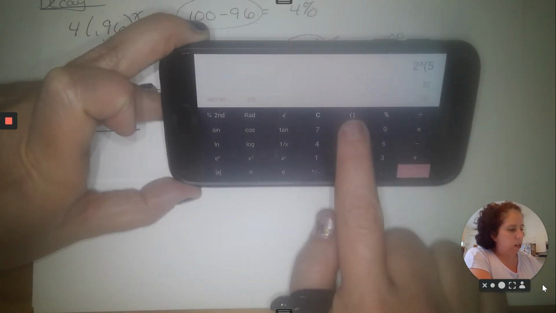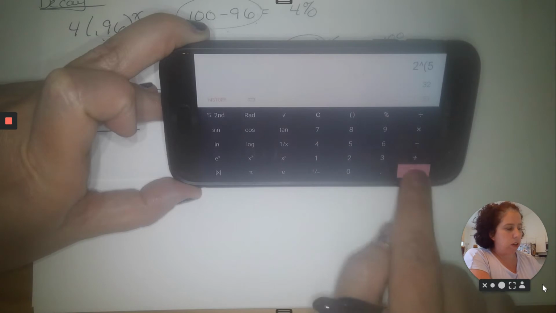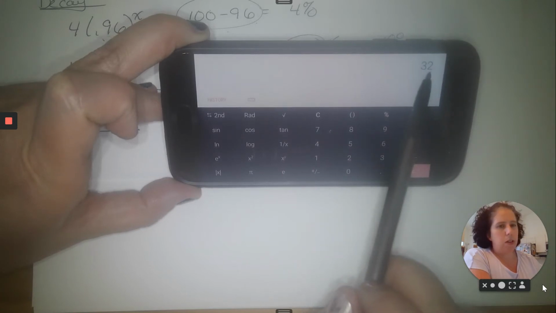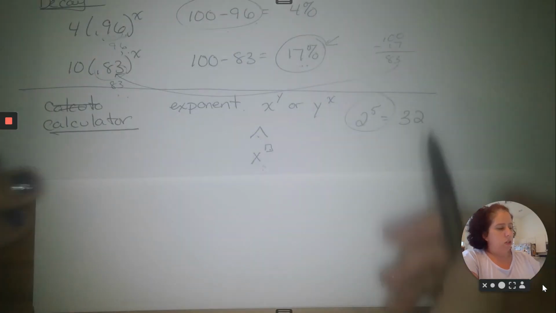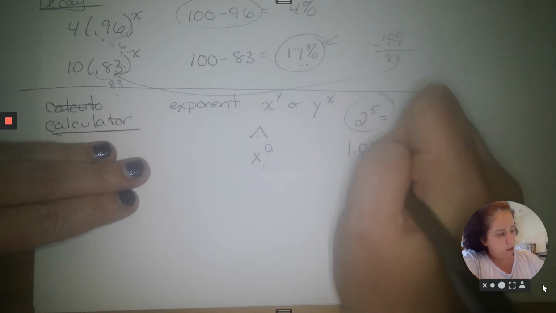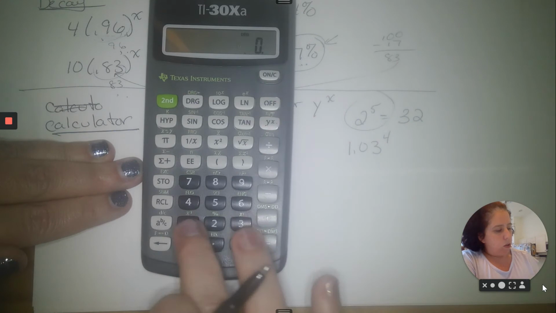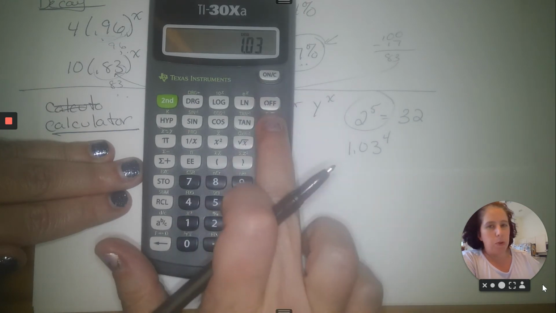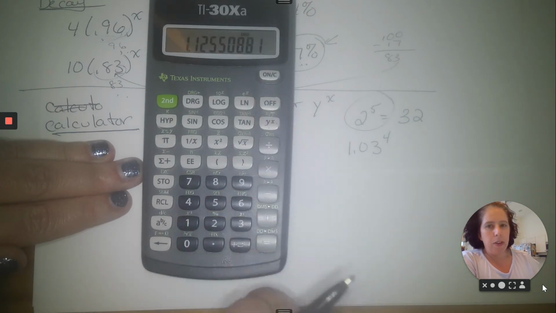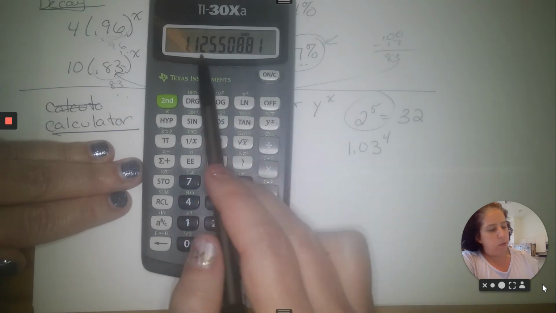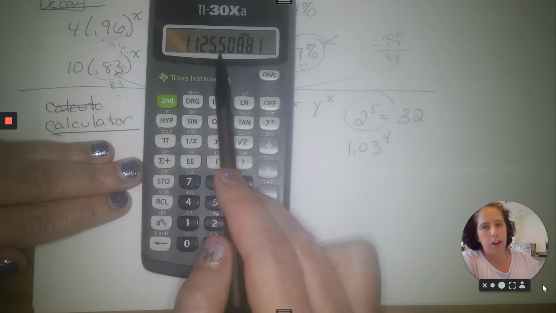So I don't even have to close that parenthesis, but if I did, there's my parentheses right there. And you're going to see I'm going to get the same answer, 32. Okay, so if I do something like 1.03 to the 4th power, again, 1.03, hit the exponent button, to the 4th power. You should get this number right here, 1.1255.